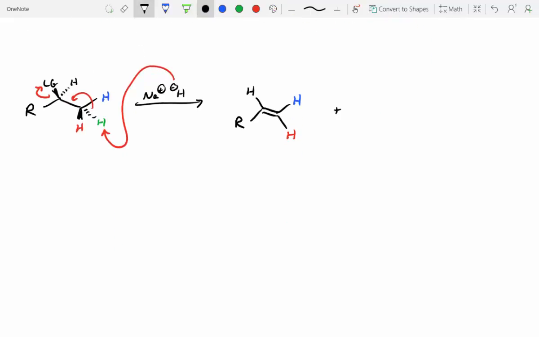And then we also have our conjugate acid, which in this case is going to be H2 gas. And we've kicked off our leaving group.